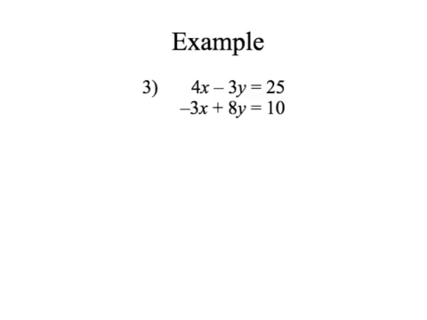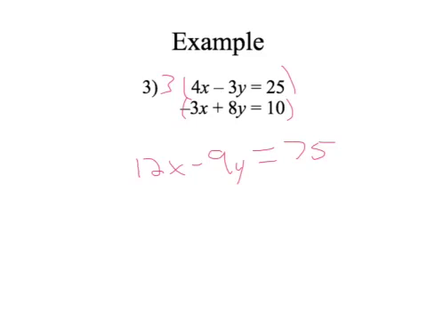Now it does not matter which variable you get rid of. I'm going to choose to get rid of my x's. So to do that, I have to find a number that I can multiply 4 and 3 by to get the same number. Well, that would be 12. So to get 4x to be positive 12, I want to multiply it by 3. If I multiply by 3, that gives me 12x minus 9y is equal to 75.